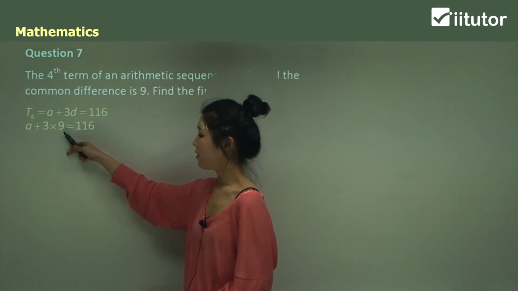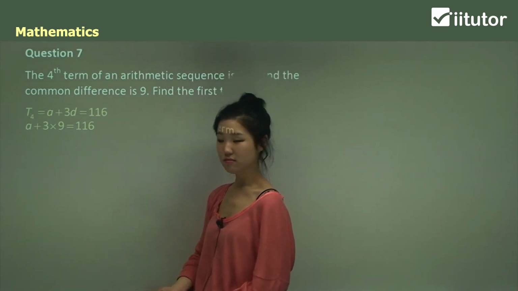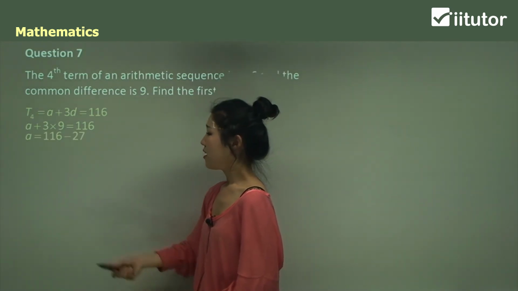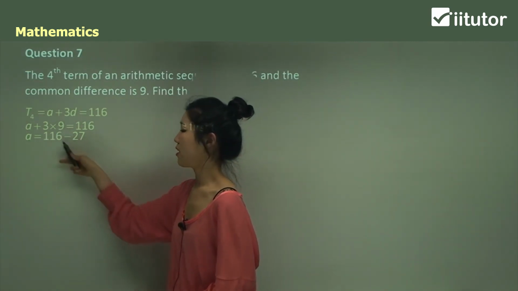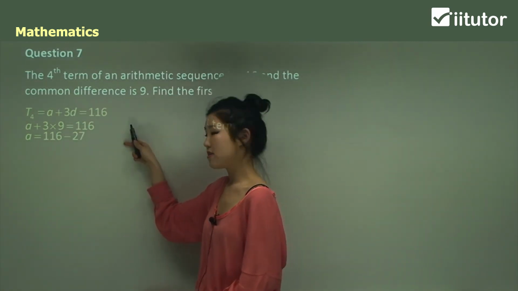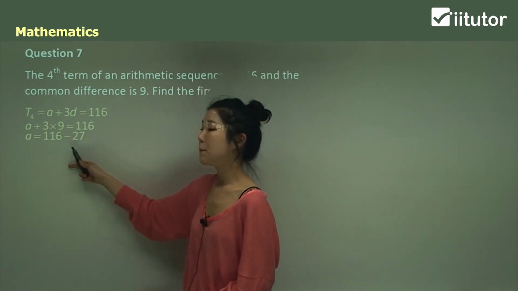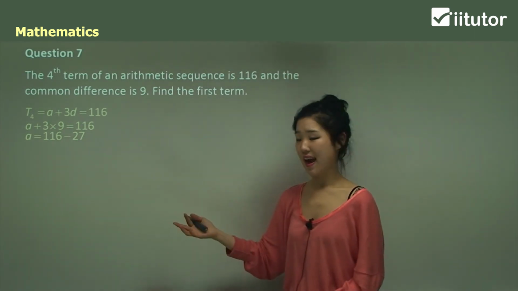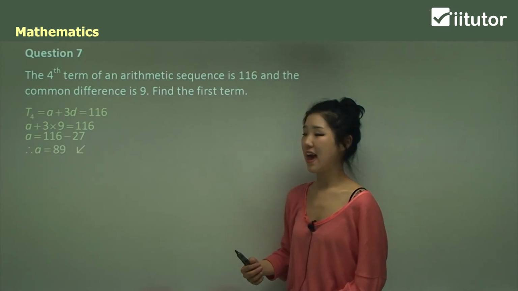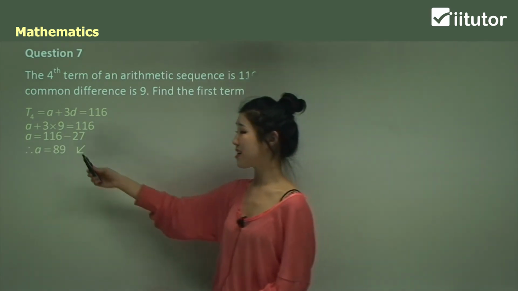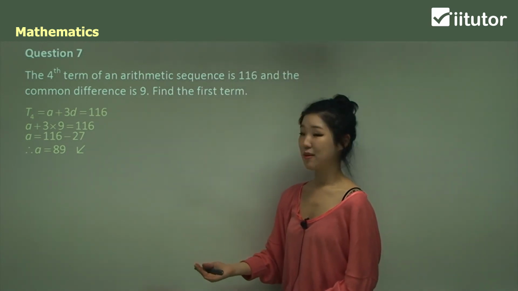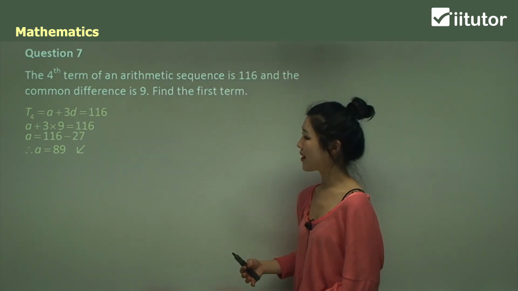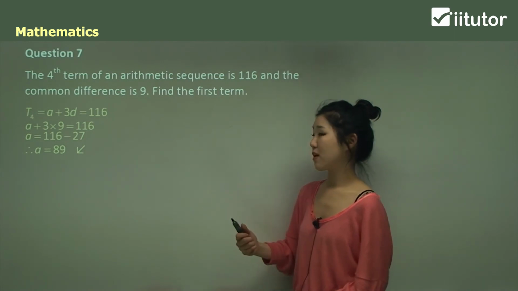Now all we need to do is solve for A. So 3 times 9 is 27. To get A, all I need to do is move 27 over to the other side. So I have 116 minus 27. That's A. Simplify it, guys. You should get A is 89, because 116 minus 27 is simply 89. And that's it. That was pretty simple, wasn't it? There were quite simple steps. That was question 7.